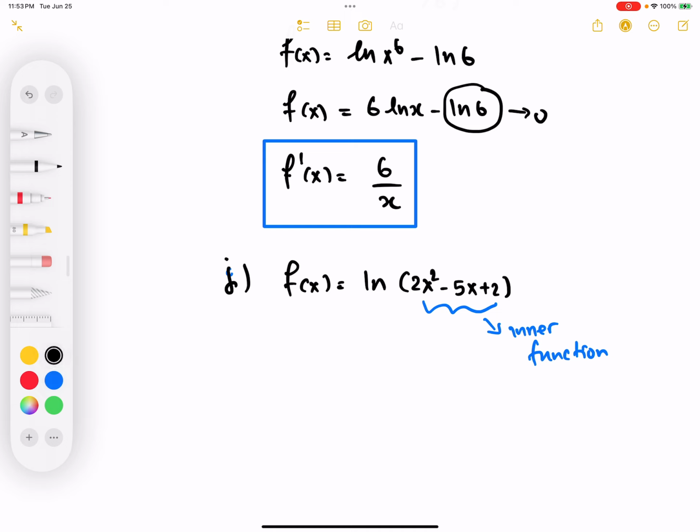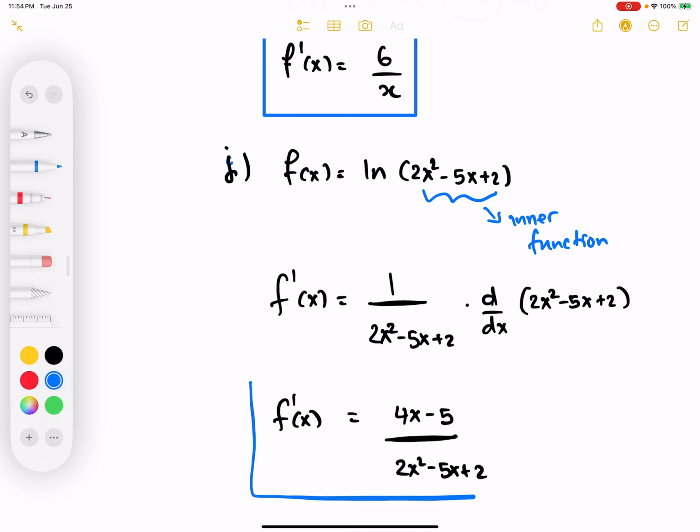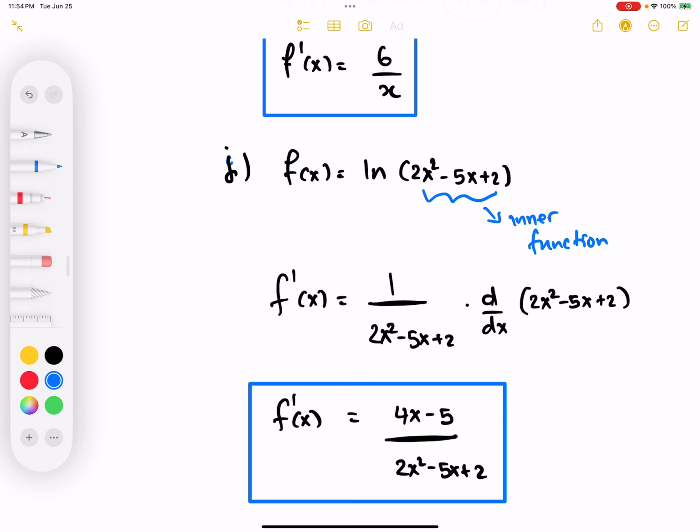So the derivative of this one is 1 over the inner function, which is 2x squared minus 5x plus 2, multiplied by the derivative of the inner function. The inner function is a quadratic function. By now, you know how to find the derivative of the inner function. So the derivative of 2x squared minus 5x plus 2 is 4x minus 5, divided by 2x squared minus 5x plus 2. So this is the derivative of the function. This is the starting point for the chain rule. The next section is about the chain rule.